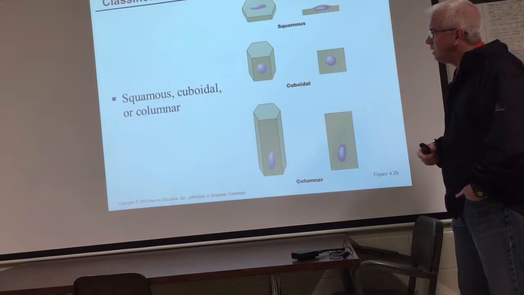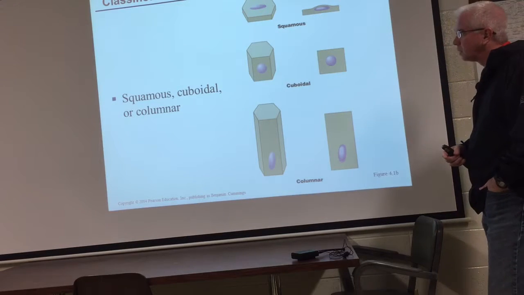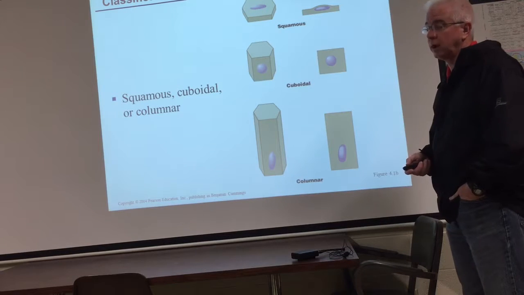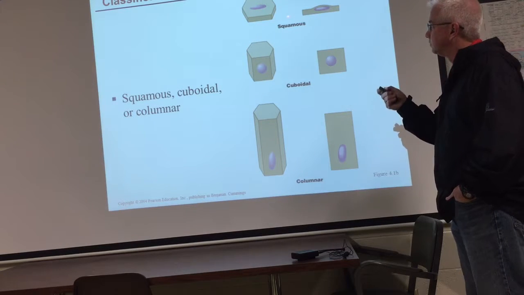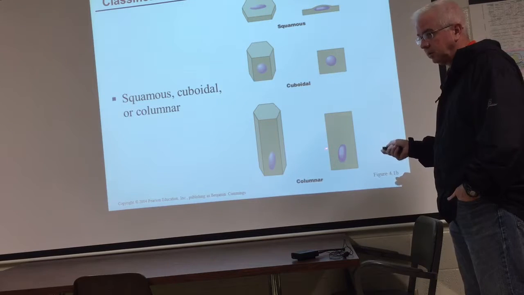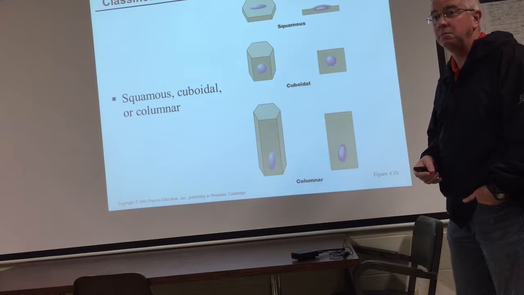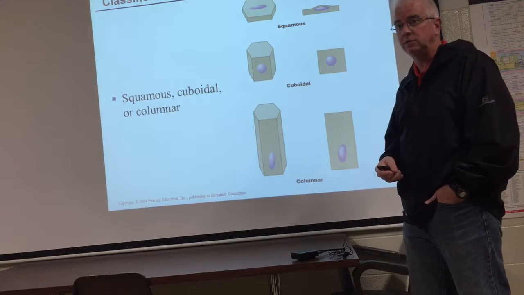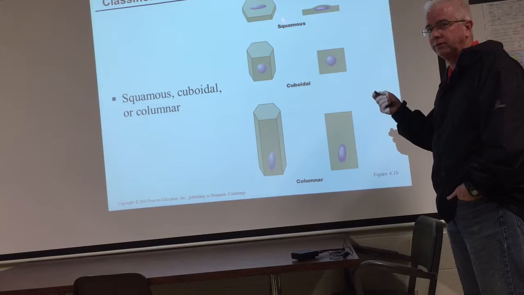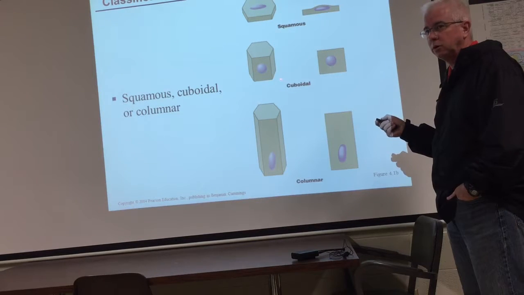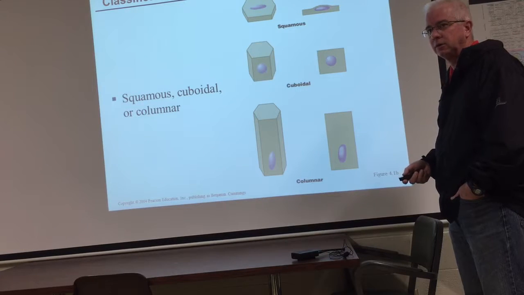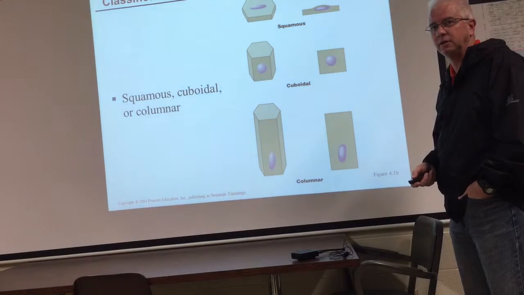All right. Now we define each of these also with the shape of the cells that make it. So this is what I meant by cellularity. The cells are flat, they are squamous. They are cuboidal, they are cube-shaped. They are columnar, they are column-shaped. And now we can build variations on each of these for epithelial. We're going to have a simple squamous and a stratified squamous, and a simple cuboidal and a stratified cuboidal, and a simple columnar and a stratified columnar, and a pseudo-stratified columnar.